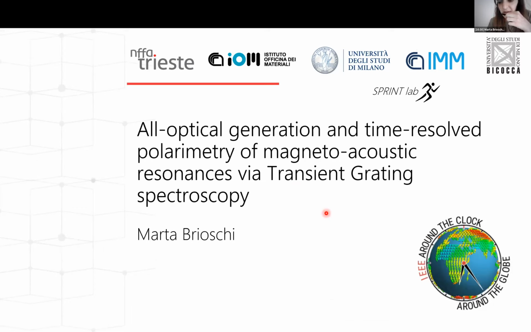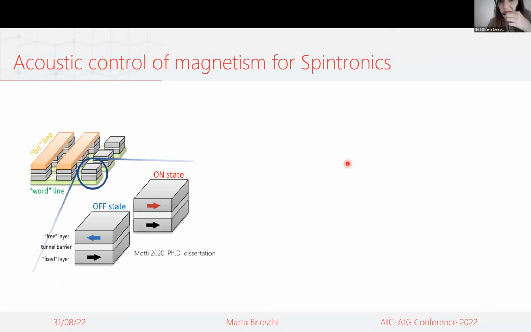But first, I would like to introduce the framework of this topic, which is acoustic control of magnetism for spintronics. And this is a very active research field because of its technological potential, as you could also see from the previous presentations. And the technological potential relies on the fact that you can speed up the writing process, for example, by acting on the magnetization state of the free layer in the magnetic bits.